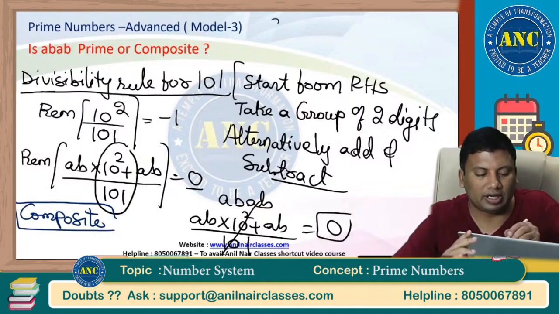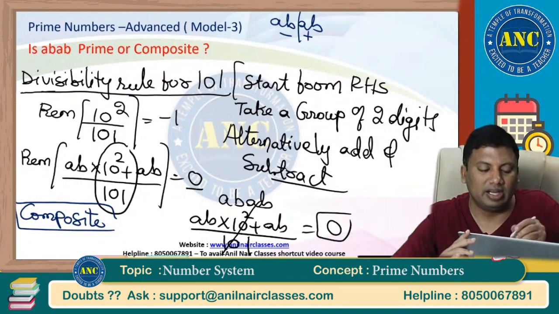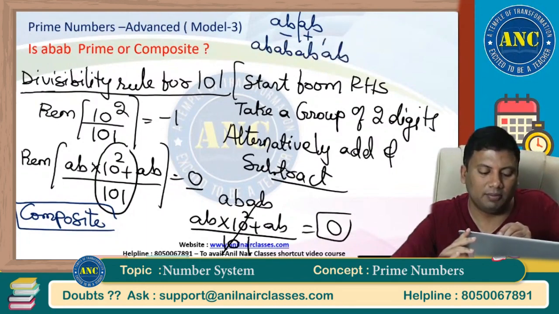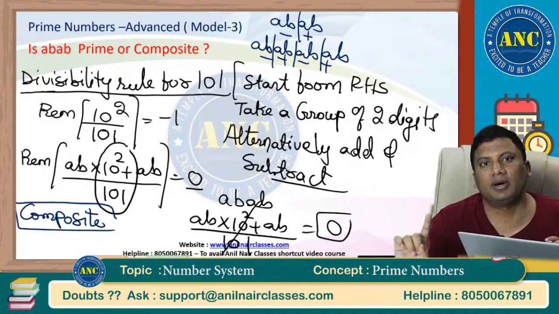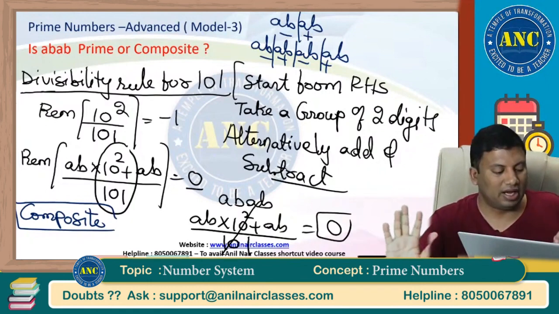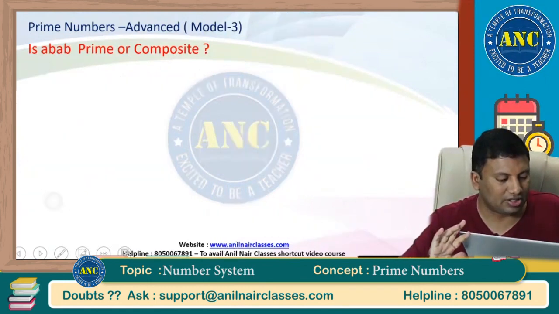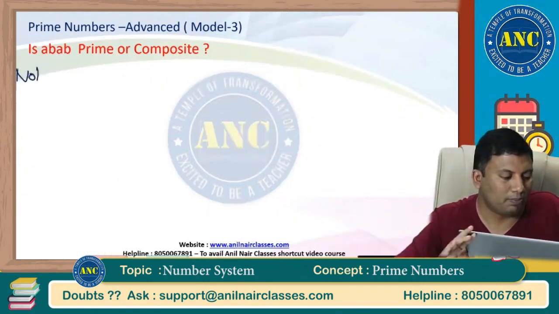Very important conclusion: AB plus minus AB, it is 0. If I write it 4 times, AB plus minus, it is also 0. Any 2-digit number written an even number of times is always divisible by 101. I hope the idea is clear. We will write that point. Note 2 important key points.